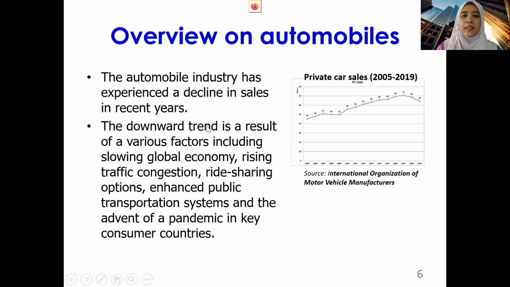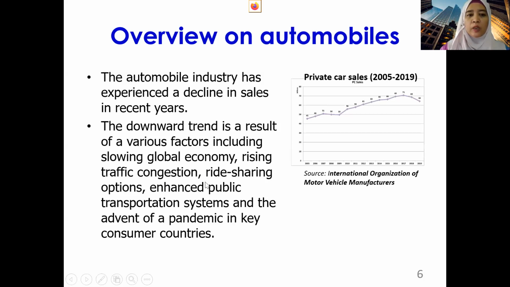Now, the downward trend came as a result of various factors, including slowing global economy, rising traffic congestion, ride-sharing options. So this is actually a significant contributor to the fall of car ownership, whereby we now have Grab, we have Uber, these ride-sharing apps allowing people not to purchase their own cars, but use the apps, use Uber, use like I said just now, Grab. In Malaysia we have Grab, yes, so Grab, Uber.